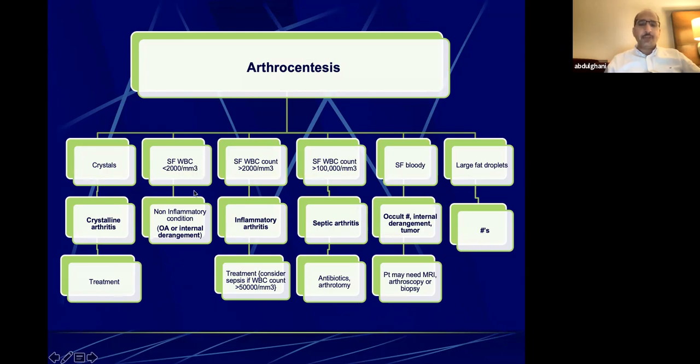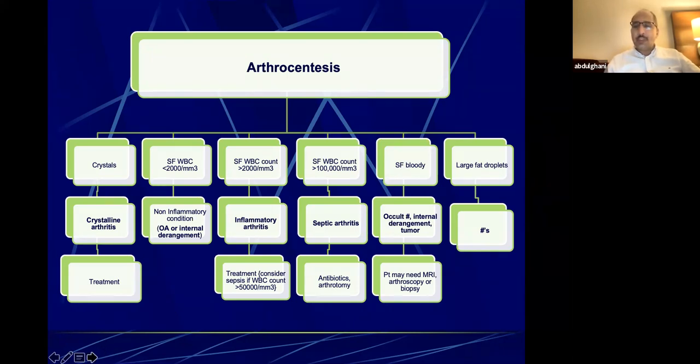WBC count less than 2000, invariably it is a non-inflammatory condition like osteoarthritis or internal derangement. More than 2000 can be inflammatory arthritis, and if it is more than 100,000 or 50,000, septic arthritis unless proved otherwise, obviously you need to drain and give appropriate antibiotics. If the fluid is bloody, think of occult fracture or internal derangement or maybe tumor, and you will have to ask for further investigation, arthroscopy or biopsy. If there is a large fat droplet, that means there can be a fracture.